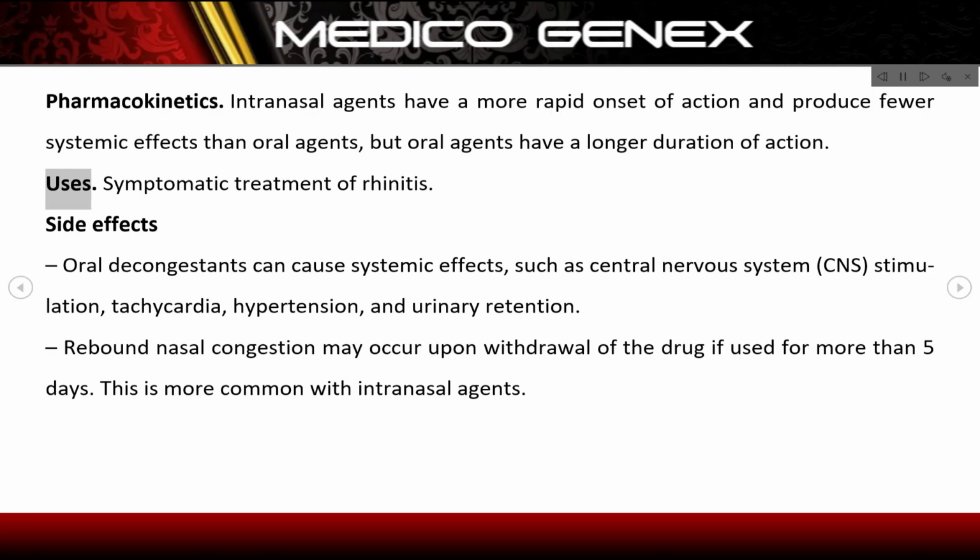Uses: symptomatic treatment of rhinitis. Side effects: oral decongestants can cause systemic effects, such as central nervous system, CNS, stimulation, tachycardia, hypertension, and urinary retention. Rebound nasal congestion may occur upon withdrawal of the drug if used for more than 5 days. This is more common with intranasal agents.